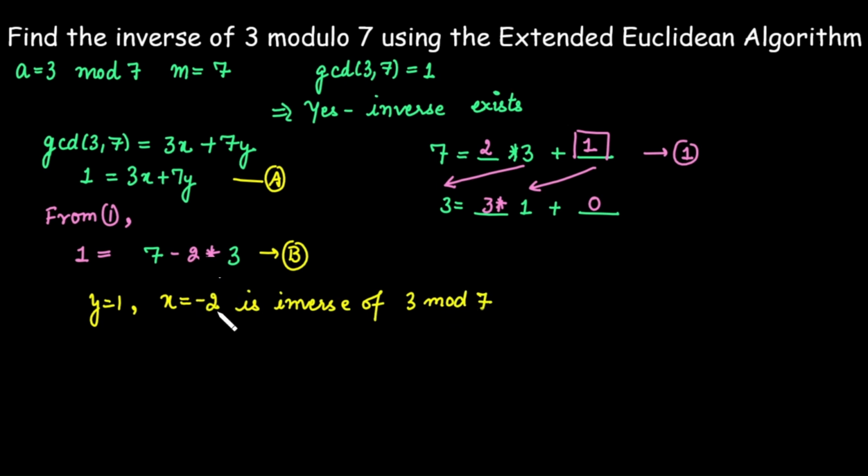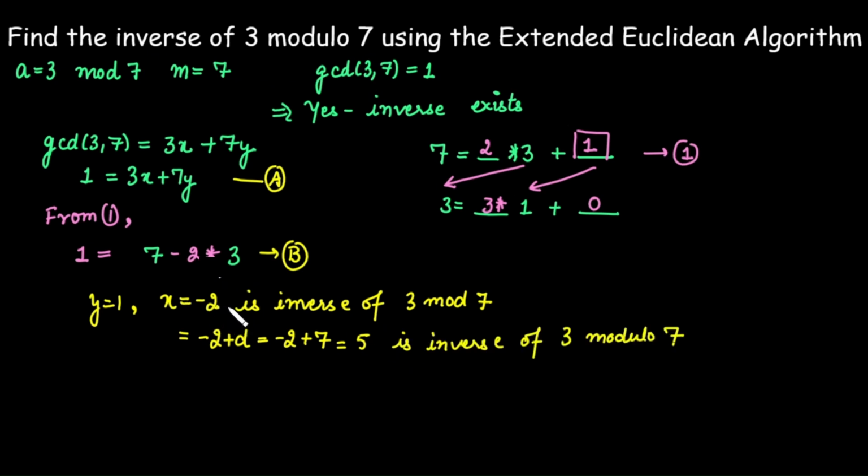Whenever we have a negative inverse, we need to convert it into a positive equivalent form with respect to mod 7. How can we do that? In this case, we will add the divisor, that is 7. This is equal to 5. So the first positive number we get is 5 from the set of integers, that is the inverse of 3 mod 7. Even minus 2 is the inverse of 3 mod 7, but the positive inverse in this case is 5.